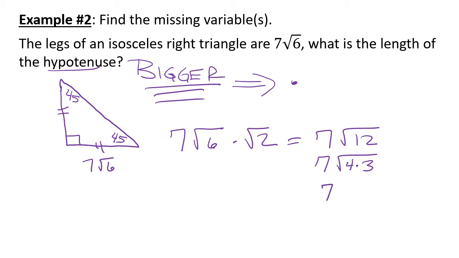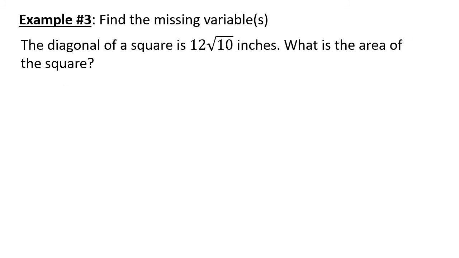Going to bring down my 7 because so far I have done nothing with that 7. If I look at my 4, I can take the square root of 4 and it is 2. When I look at my 3, I can't do anything with that 3. So in the end, I get 14 radical 3. And again, it's the same process over and over and over. You just have to figure out whether you're multiplying or whether you're dividing, and you need to make sure you have a 45, 45, 90 triangle.